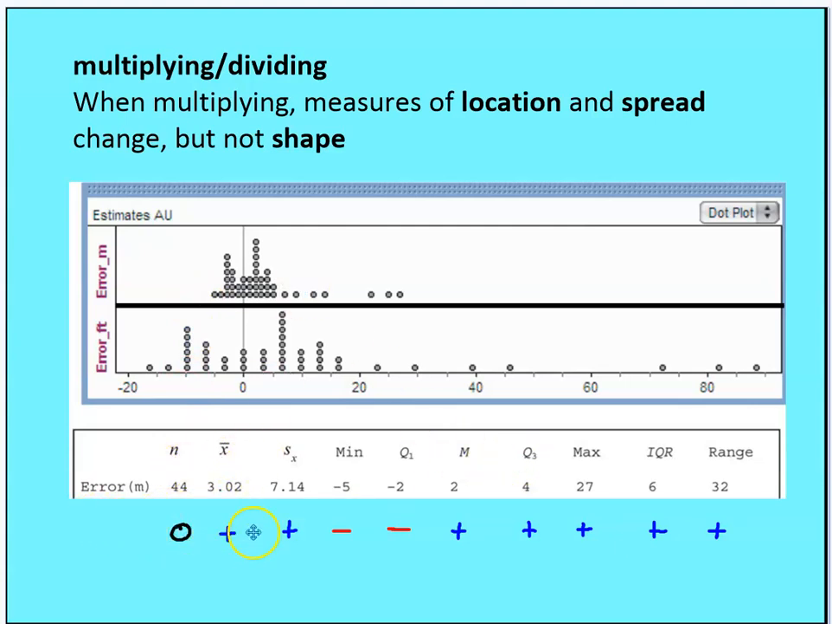But if I were to evaluate with numbers error feet, then the mean would go up. Standard deviation would go up. This is not the value for error feet. Min would go down. First quartile down, etc. Okay, so when you're multiplying or dividing, it's going to change the location and spread, but not the shape. The shape generally stays the same, but the location and spread is going to change.